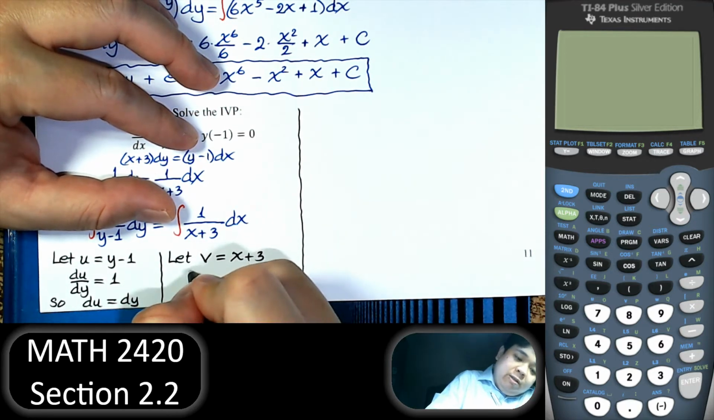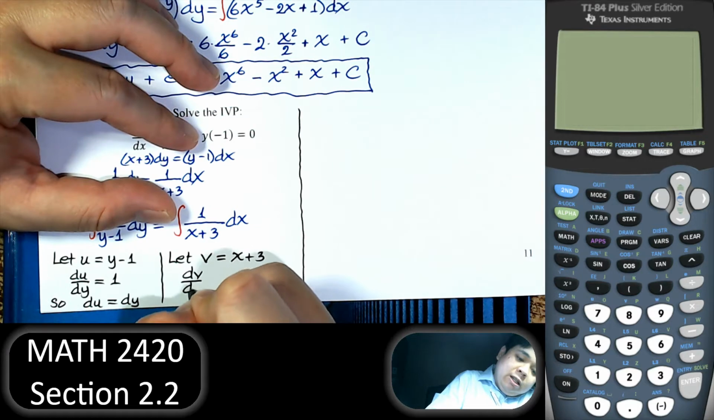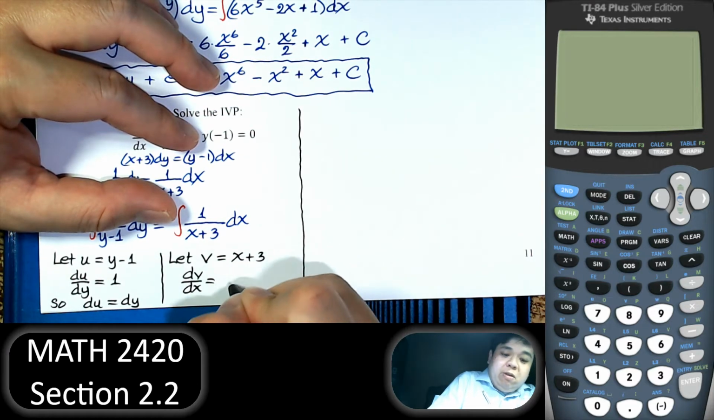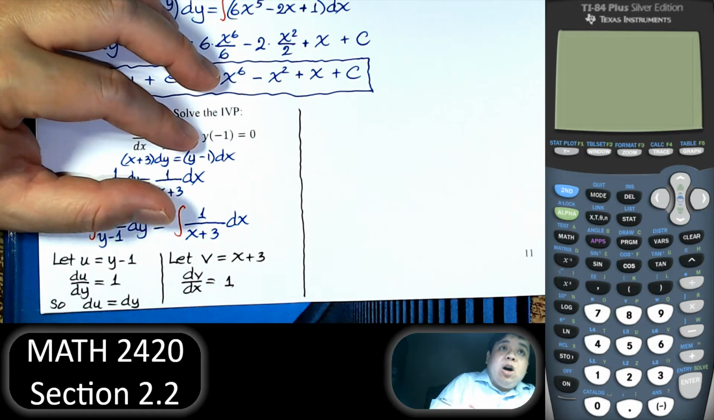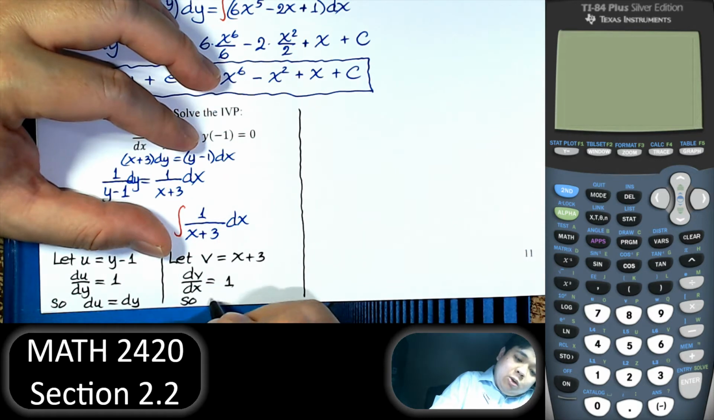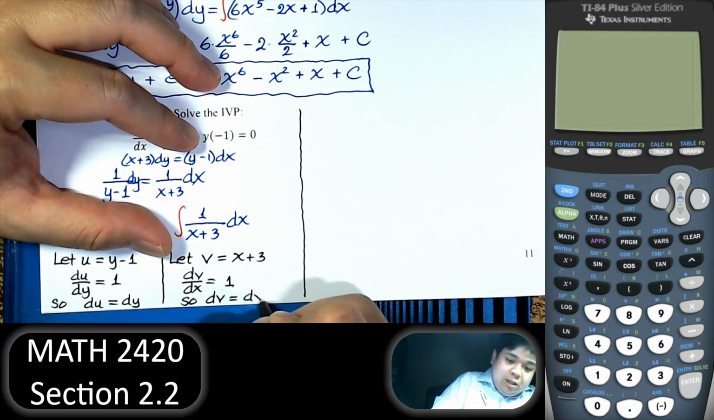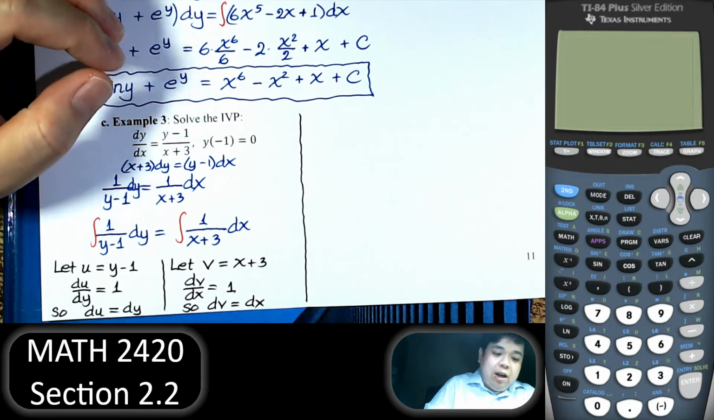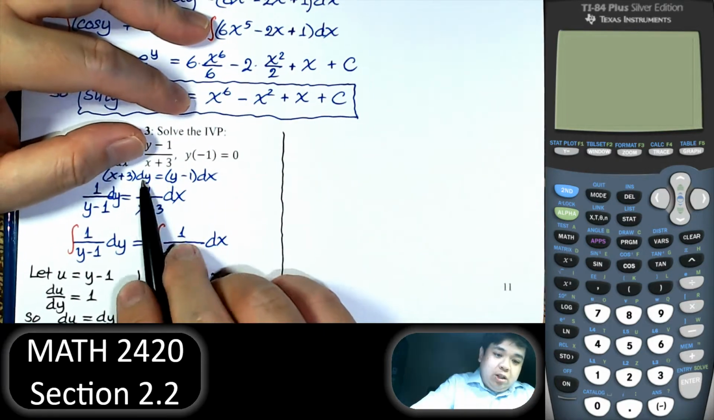Take the derivative dv over dx. The derivative of this with respect to x is 1. Cross multiply, so dv is equal to dx. Right. Now with that, we substitute into our problem.